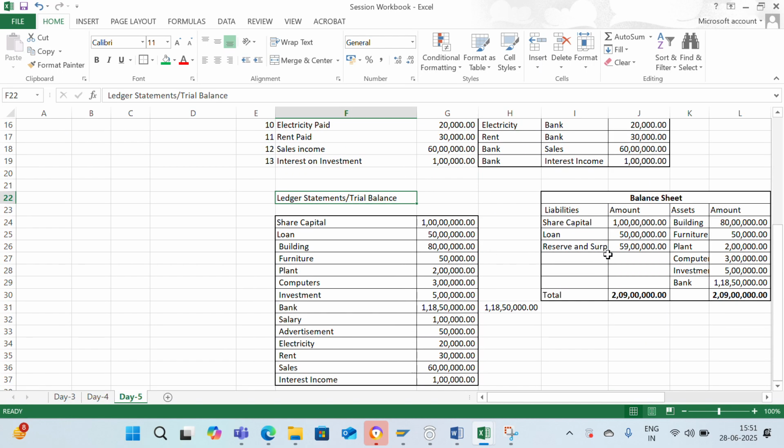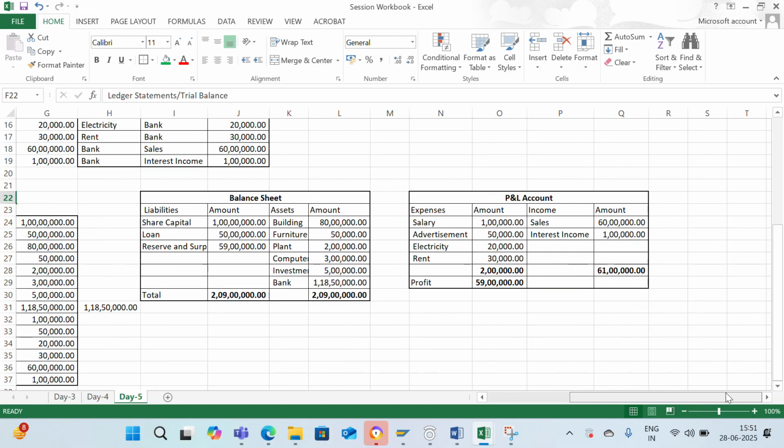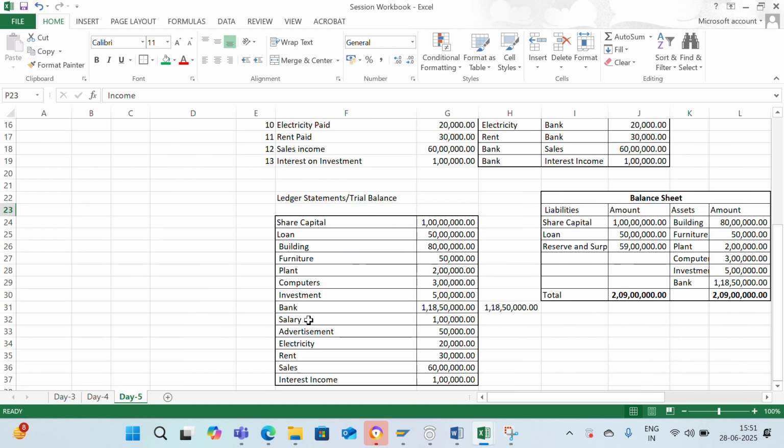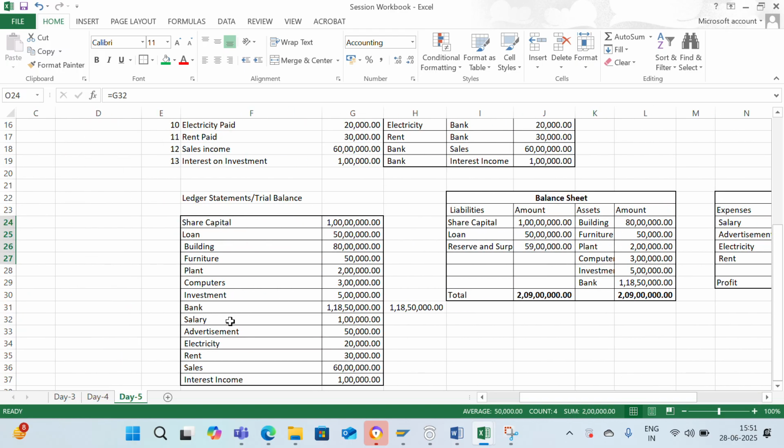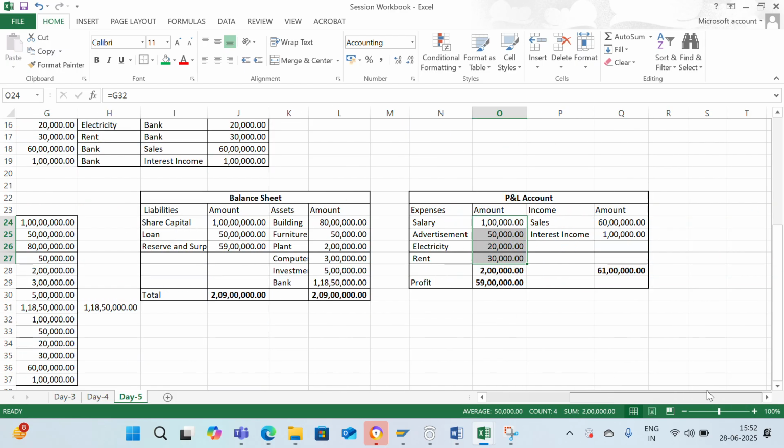After the trial balance comes the preparation of the balance sheet. But before the balance sheet, we should prepare the P&L account. In the P&L account, on one side we have all the expenses, on the other side we have all the incomes. Expenses are these accounts: salary, advertisement, electricity, and rent. These are my four expenses which I have mentioned here, and the balances I have taken from the trial balance.